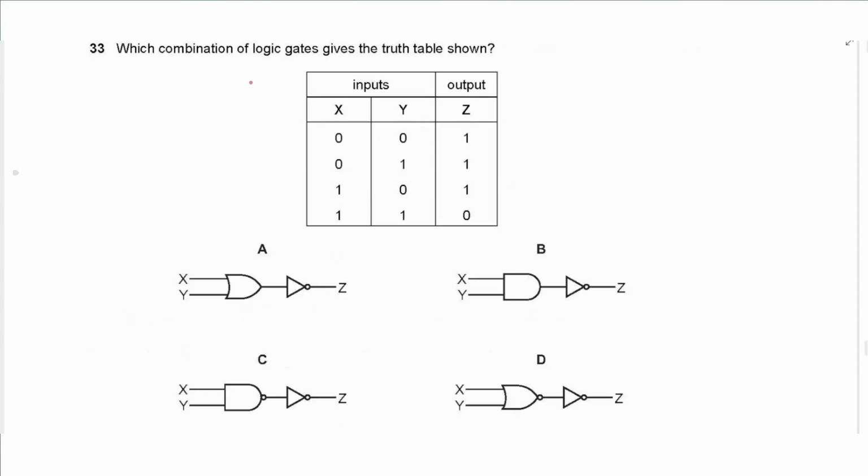Question 33 is about logic gates, which was removed from the syllabus so you can skip this question. It says which combination of logic gates gives the truth table shown. So 0, 0 gives 1, 0, 1 gives 1, 1 and 0 gives 1, only 1 and 1 gives 0. This is the opposite of an AND gate. So this is a NAND gate, which can be made by placing an AND gate, then adding a NOT gate. So the answer is B.